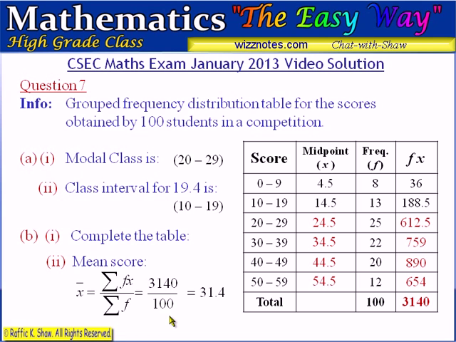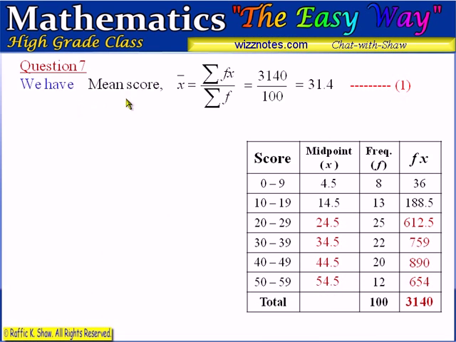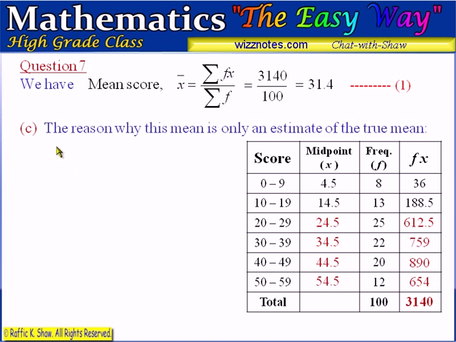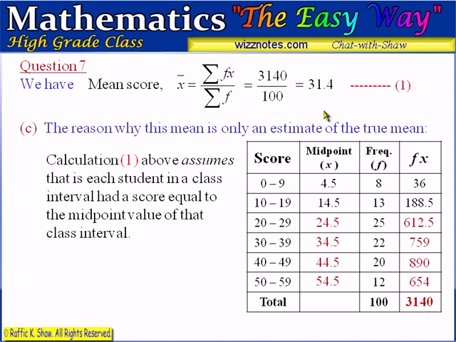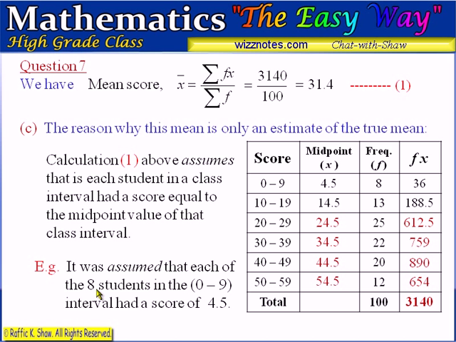Let's move down now to part C of this question. Now what we have so far is that the mean score is 31.4, and we have the completed table. Now part C is asking us for a reason why the mean, as we have calculated here, is an estimate of the true mean. That is, why is this mean score 31.4 only an estimate of the true mean? And this is the reason. In this calculation, it was assumed that each student in a class interval had a score equal to the midpoint value of that class interval. And for example, it was assumed that each of the 8 students in the 0 to 9 class interval had a score of 4.5. And this is it.